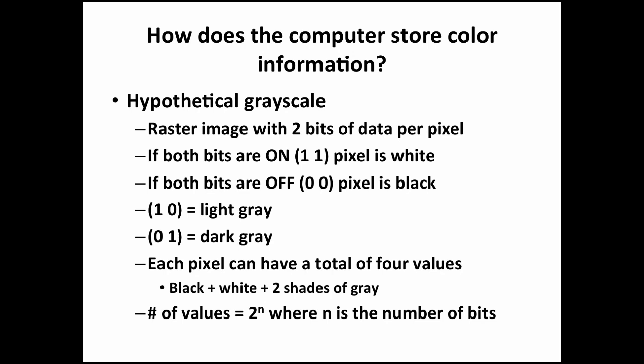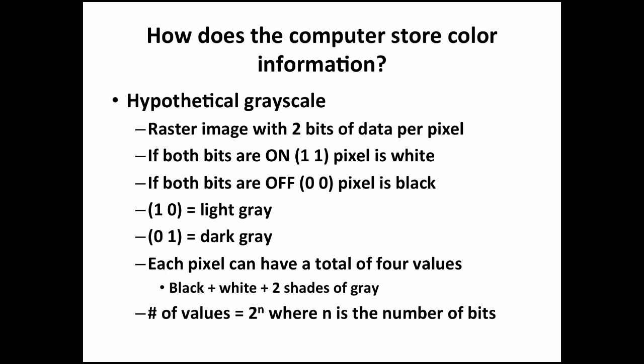There's a simple mathematical formula that allows you to determine how many different values can exist in each pixel by simply knowing the number of bits that are assigned to that pixel. The expression is as follows: the number of values equals 2 raised to the n power, where n is the number of bits. So in this example, n equals 2, because we have 2 bits of data per pixel. So the total number of possible values is 2 squared, or 4.